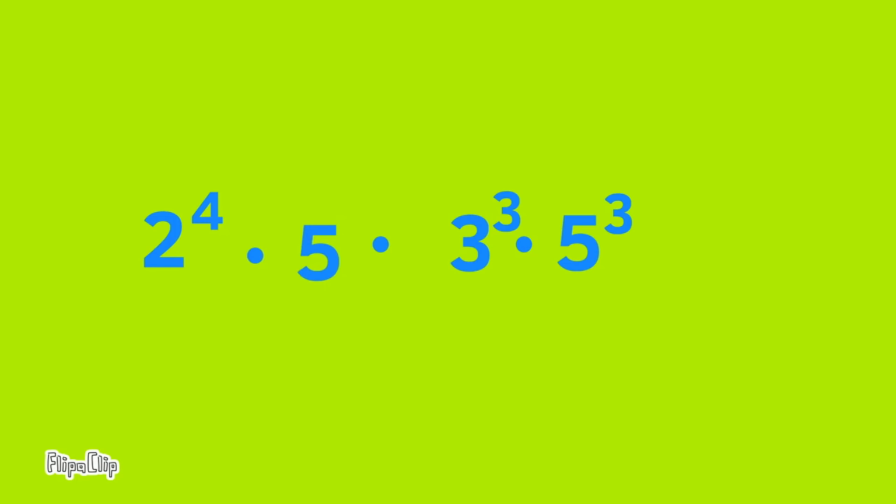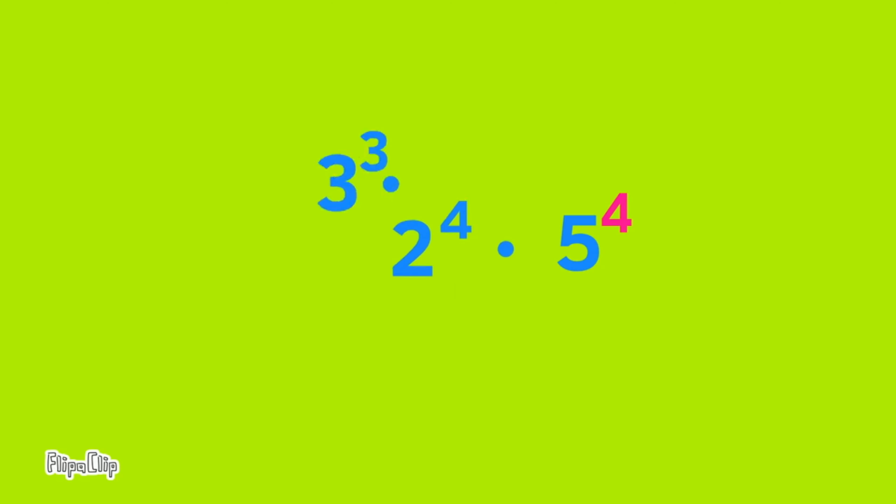This 5 is actually 5 to the power of 1. When I combine 5 to the power of 1 with 5 to the power of 3, it becomes 5 to the power of 4. I combined those two terms for a reason. And that reason is, now I can multiply 5 to the 4th power times 2 to the 4th power. Again, I can rearrange the terms to make this easier for me. I know that 2 to the 4th power times 5 to the 4th power is 10 to the 4th power.